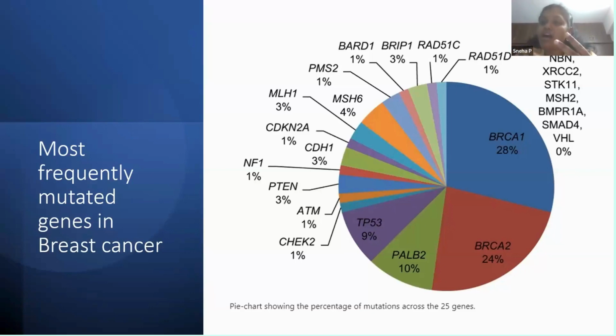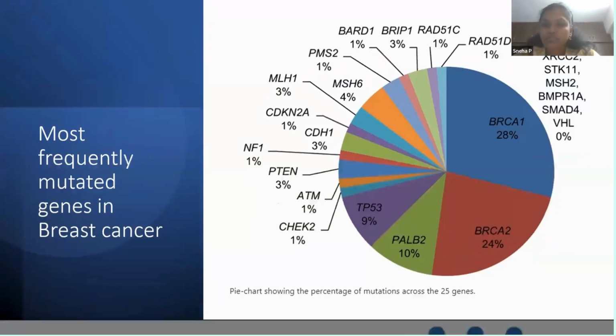MLPA will detect large deletions in the BRCA1, BRCA2 gene. And BRCA1, BRCA2 are very huge genes. BRCA1 has approximately 21 exons, I think, and BRCA2 has up to 24 exons till now. That is what they have seen. So these are huge genes, okay?